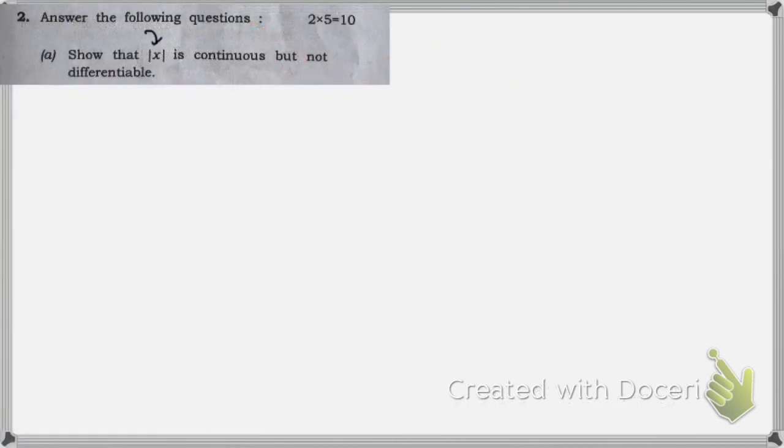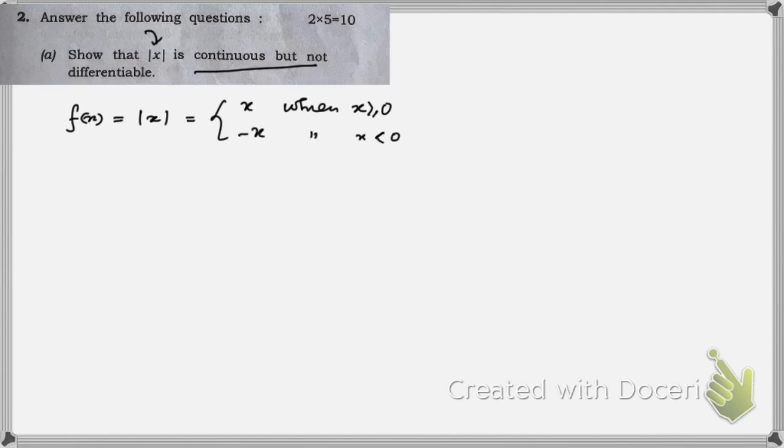So mod of x is continuous but not differentiable, right? So here this function f of x is mod of x, and we are to show this is continuous but not differentiable. So it can be defined as plus x when x is greater than or equal to 0 and minus x when x is less than 0, right? We can define it this way.